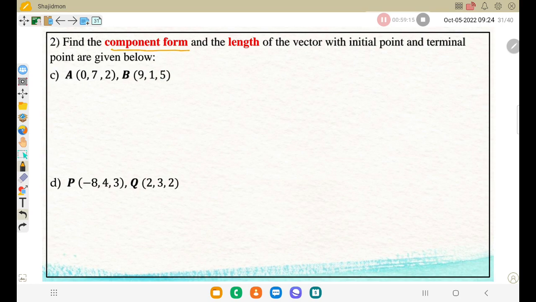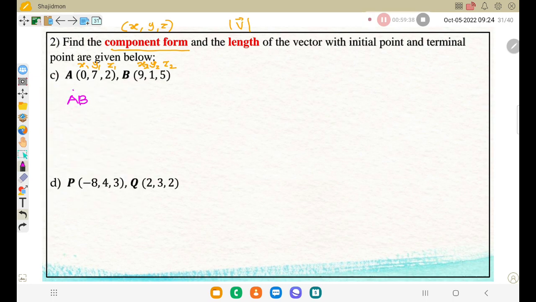Find the component form. Component form means x, y, z we need to calculate because in space. And after that, the magnitude of that vector. Correct? So here x1 is 0, y1 is 7, z1 is 2, x2 is 9, y2 is 1, z2 is 5. So we will go to the calculation.